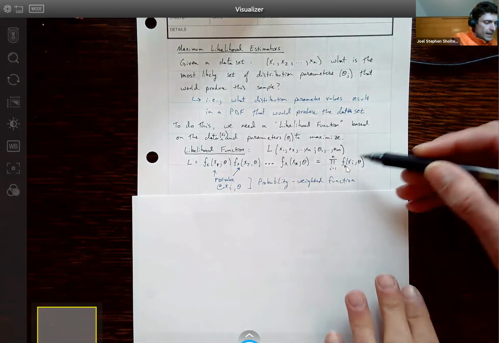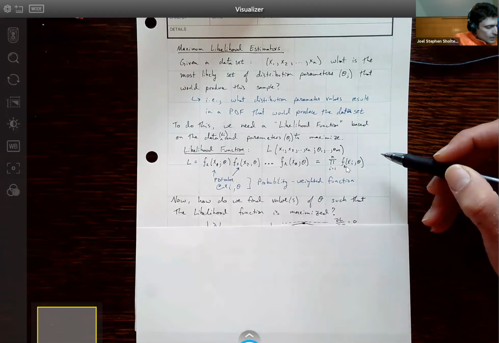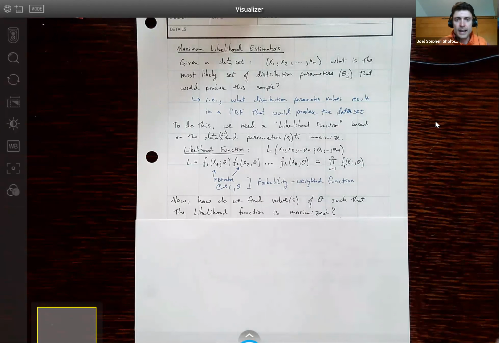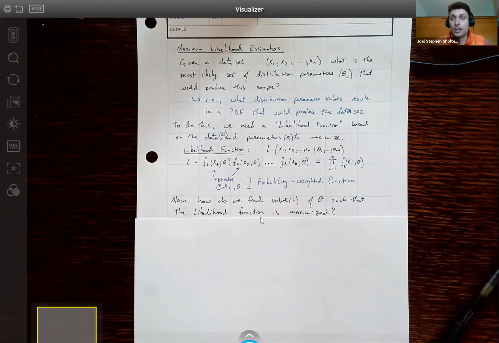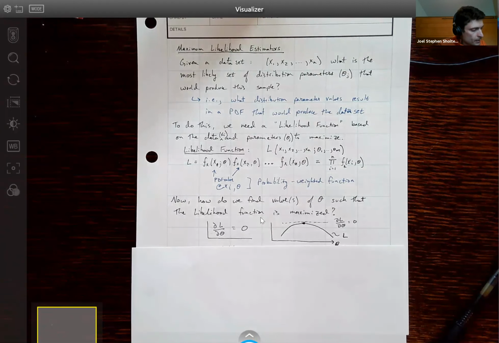So again, these are values that we have from our sample, and this theta is just a variable that we're going to estimate. Now we need to find the values of theta such that this likelihood function is maximized. What does it mean to maximize a function? Well, to maximize it, we take the derivative and set that to 0. Where the slope of that function is 0, we know we have either a maximum or a minimum value. So the derivative of the likelihood function with respect to theta will equal 0 at the maximum value.